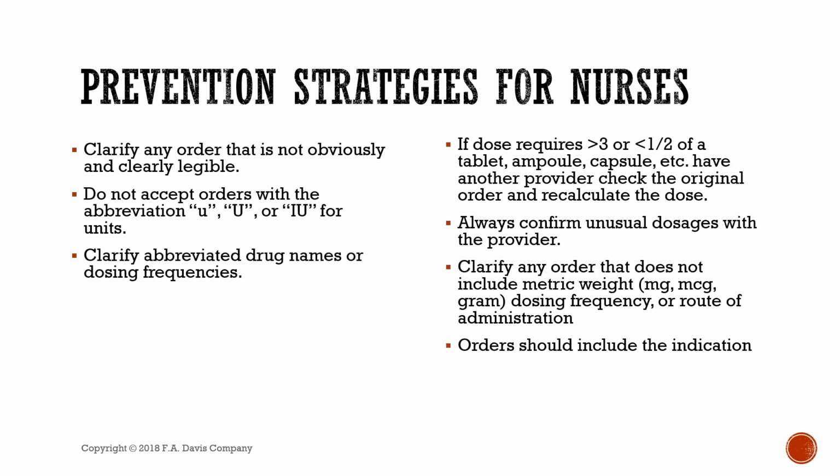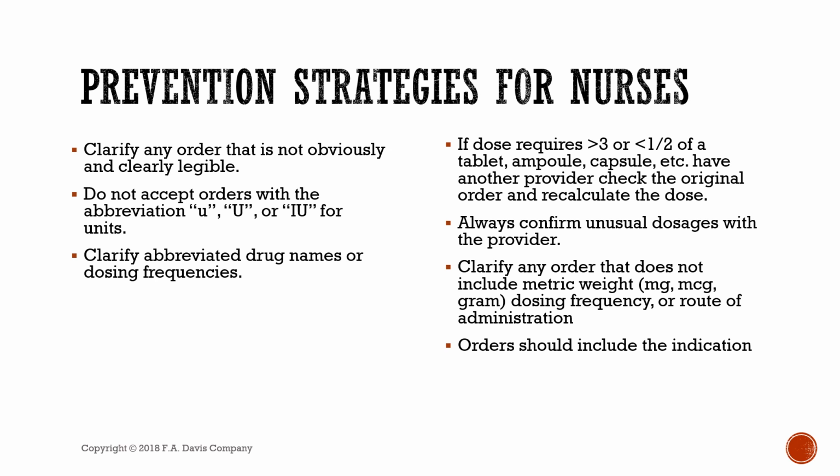Prevention strategies for nurses during medication administration. You want to always make sure you clarify any order that is not obviously and clearly legible. Again, we've said that several times, so you know that's important. You never want to accept any orders with the abbreviation U or IU for units. You always want to make sure that is written out. You want to make sure you clarify abbreviated drug names or dosing frequencies.